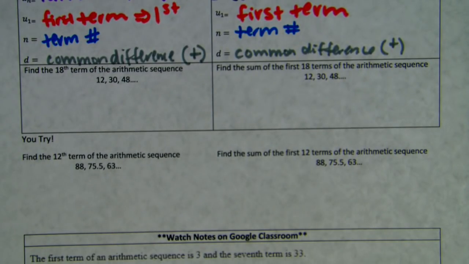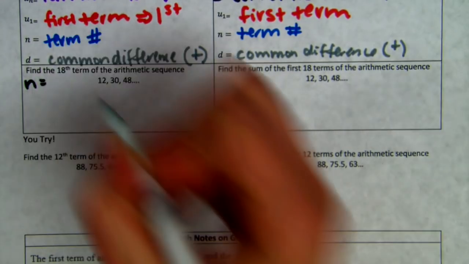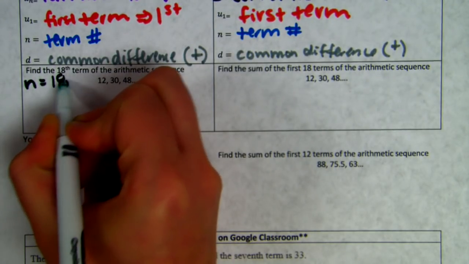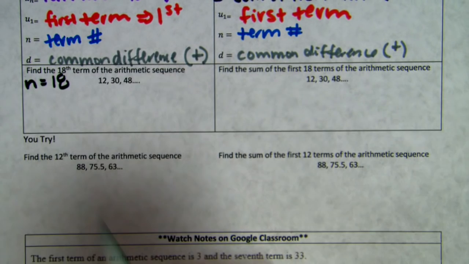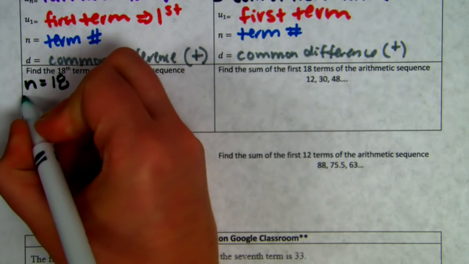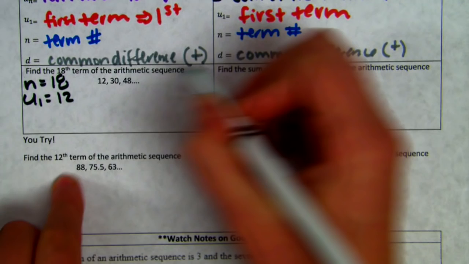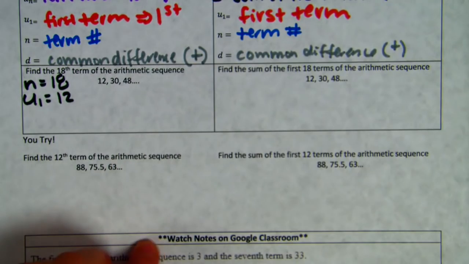So we have: find the 18th term of the arithmetic sequence. Let's label what we know. I know that n is going to be 18, because I'm looking for the 18th term. My first term is going to be 12 because this is the arithmetic sequence. 12 is my first term.